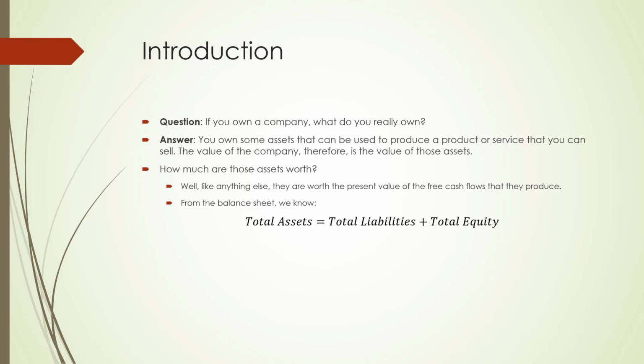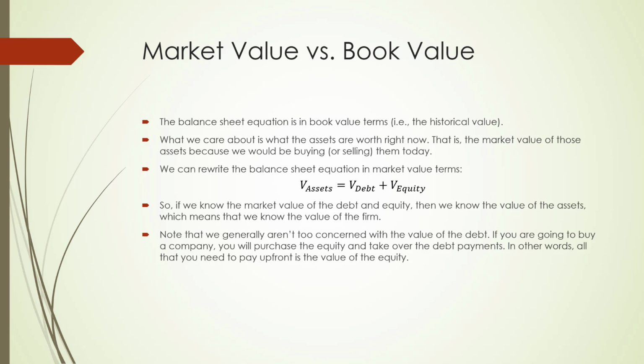So let's think about a balance sheet, and specifically what I call the balance sheet equation. The balance sheet equation says that the total assets must equal the sum of the total liabilities and the total equity. That has to be true. All that really says is that the balance sheet must balance. Now, the problem with that balance sheet identity or equation is that the value of the assets as well as the liabilities and the equity is in what we call book value terms. In other words, that's the historical value of the assets.